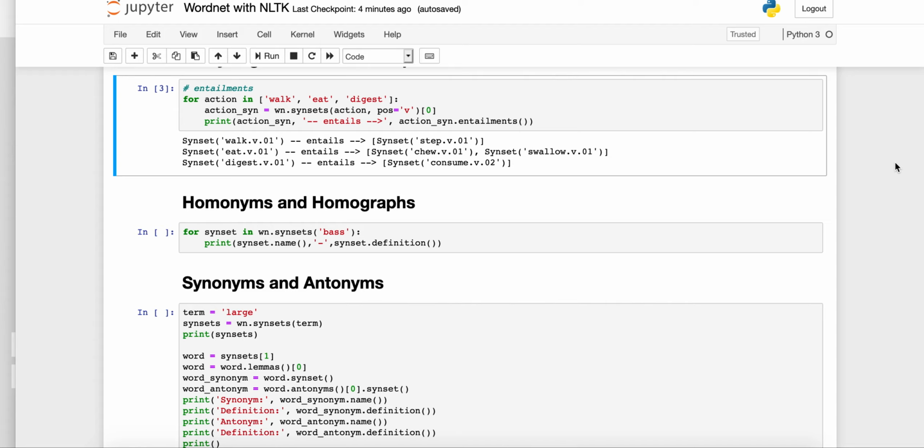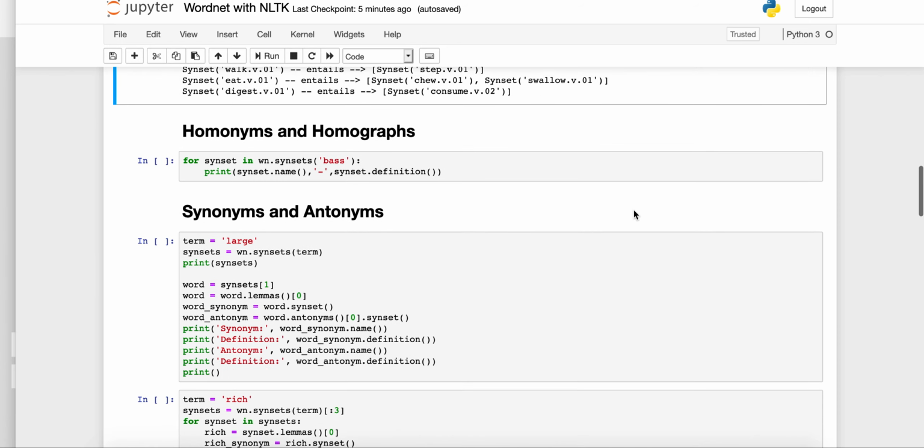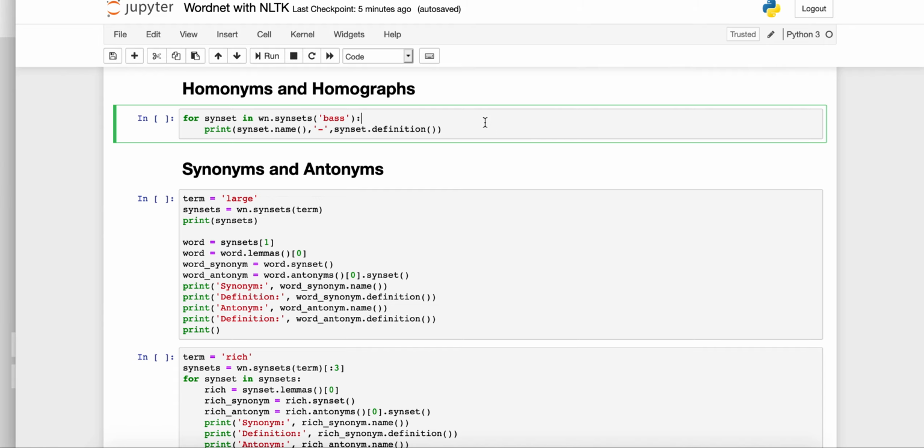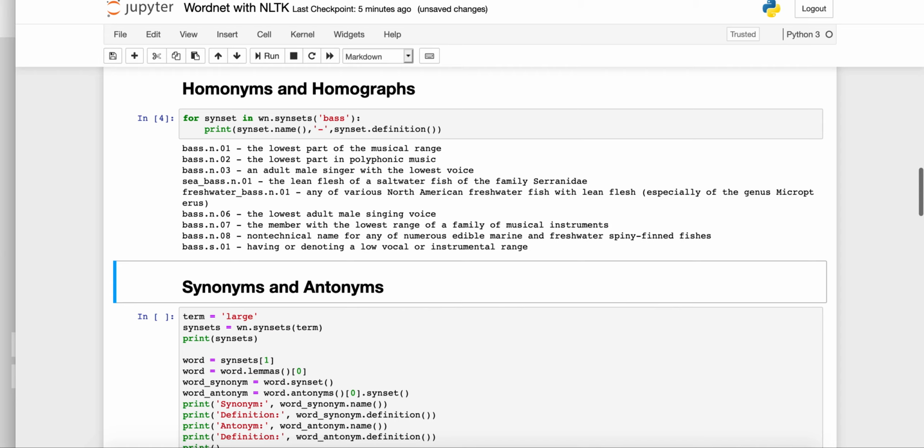In this video, we're going to look at relations between or among lexical items. So first of all, one challenge we have when we're looking at lexis is words that sound the same, homonyms, or words that are written the same way but have different senses, homographs. And we can use WordNet to identify these as well.